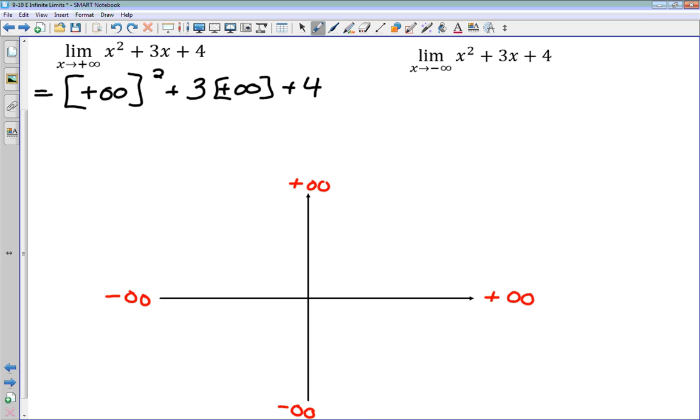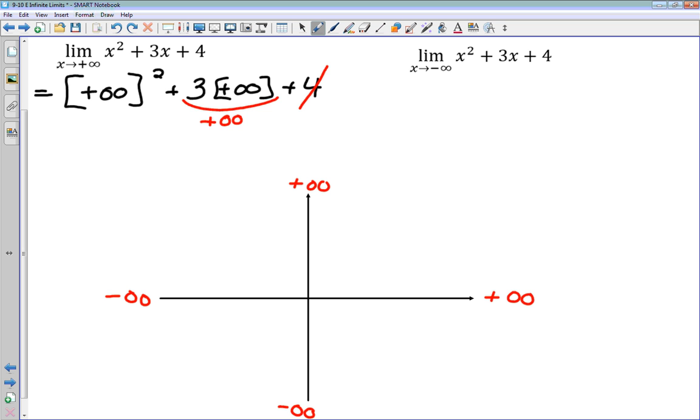Okay. And then we kind of imagine how these terms are going to behave. Well, the first thing I do is, it doesn't matter what this last term is doing. It's just a 4. And 4 is really, really small compared to infinity. Okay? So this constant term, because it doesn't change as we change the value of x, we can kind of ignore it. So this term here, 3 times positive infinity, suggests that our function is going to go off to positive infinity.